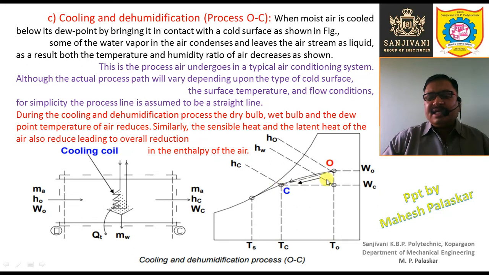But here we can see that all the properties are reduced. Enthalpy is reduced, latent enthalpy is reduced, sensible enthalpy is reduced, then the dew point temperature is reduced, and the wet bulb temperature is also reduced. So all these values are reduced during this process, that is cooling and dehumidification.